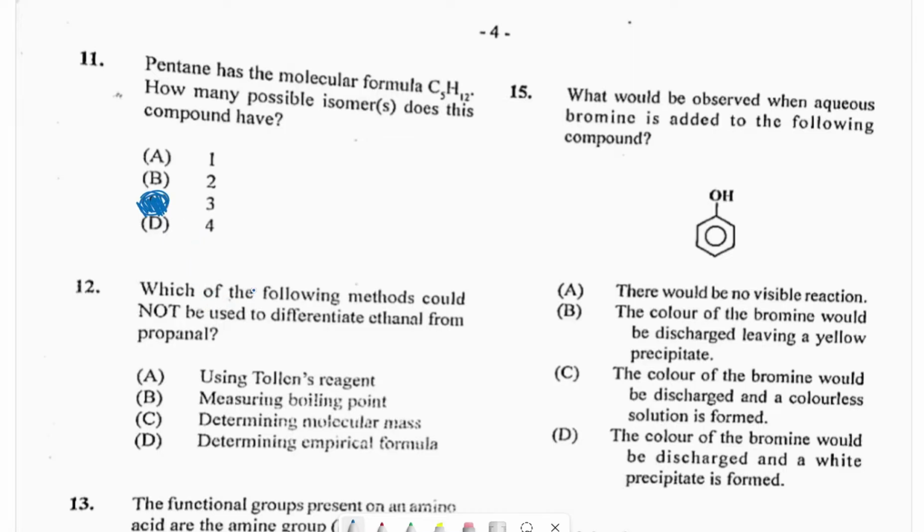Which of the following methods could not be used to differentiate ethanol from propanol? Determining molecular mass, determining empirical formula, measuring boiling point, or using Tollens reagent. Tollens reagent is used to differentiate between aldehydes and ketones. Since ethanol and propanol are both aldehydes, you would see a difference in how they react.